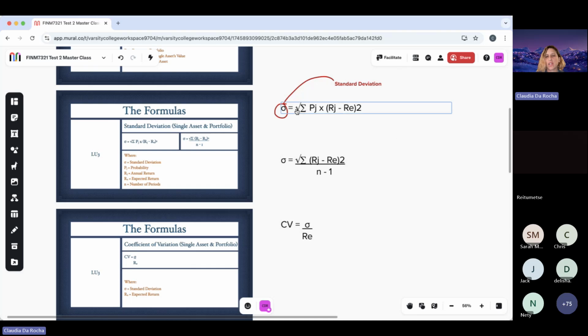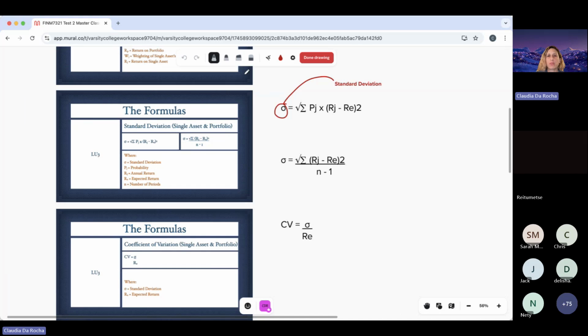All right, then this, I know it's not very clear, but this little tick is actually the square root of the sum of. Okay, so it means that when you're dealing with different probabilities, you will sum each of them. If you're dealing with different assets, you will also sum all of them.